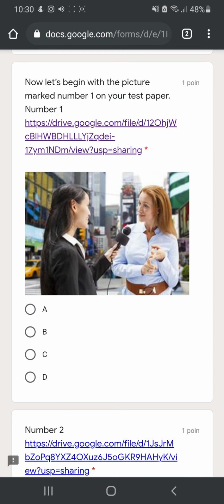Part 1. Pictures. Number 1. Look at picture number 1 on your test paper.